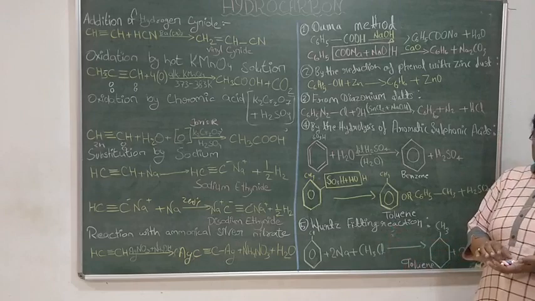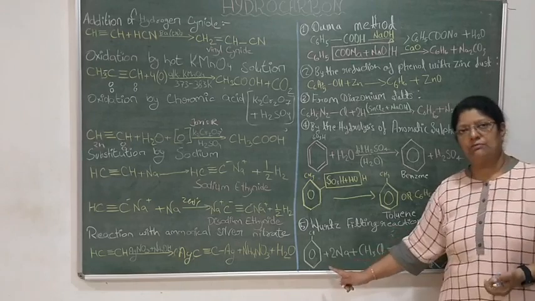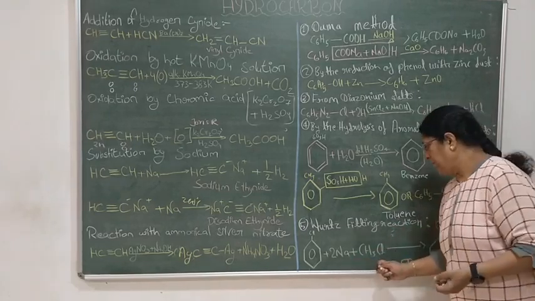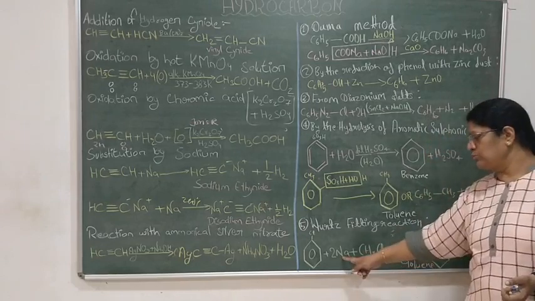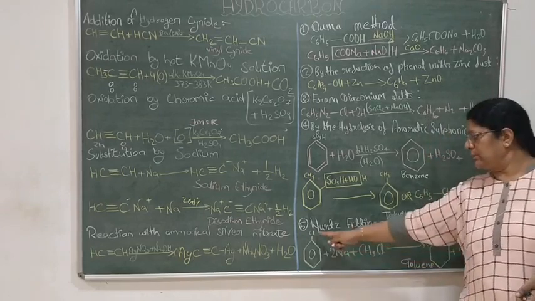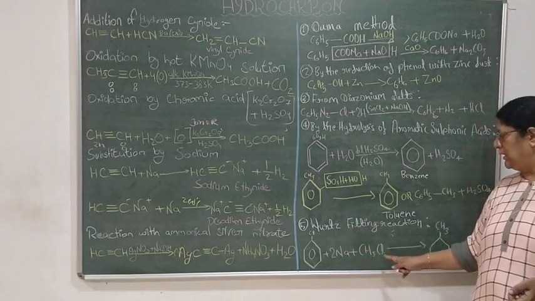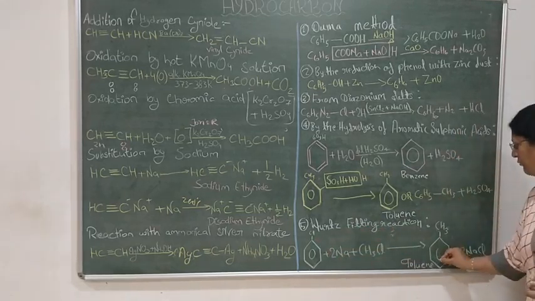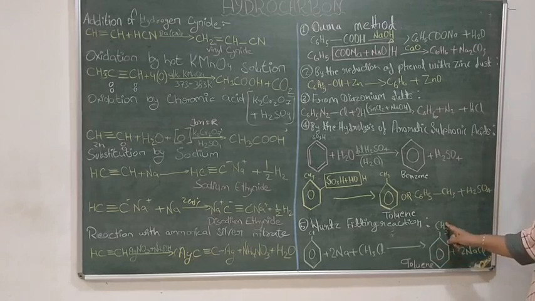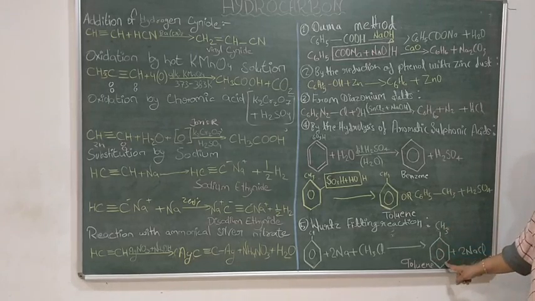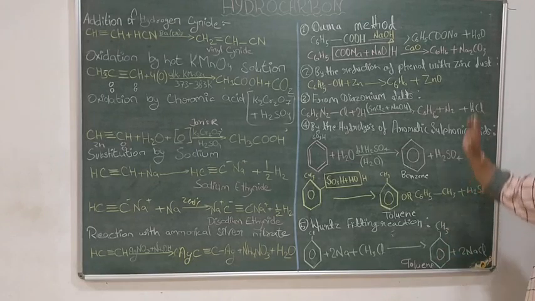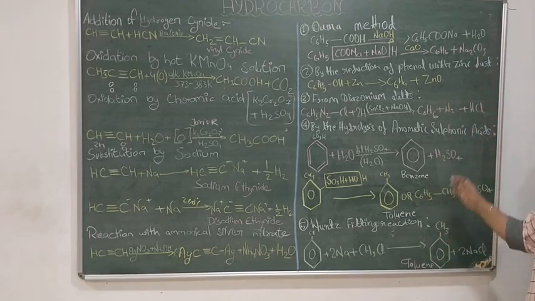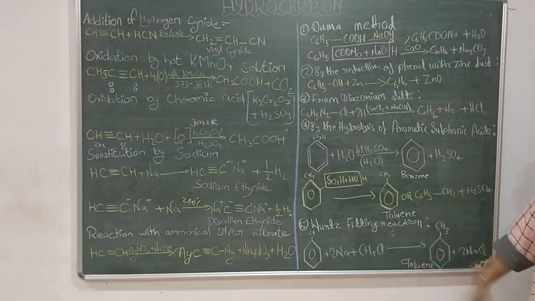Wurtz-Fittig reaction. In Wurtz-Fittig reaction, we will take chlorobenzene, then methyl chloride, and react with 2 sodium. This sodium will remove these 2 chlorines as 2NaCl. This CH3 will be situated over benzene and toluene will form here. CH3 and benzene ring, this is known as toluene and 2NaCl is removed. This is all about the methods of preparation of benzene. Some more reactions are also there which we will talk about.